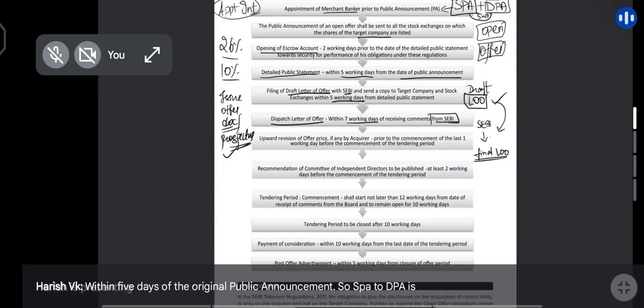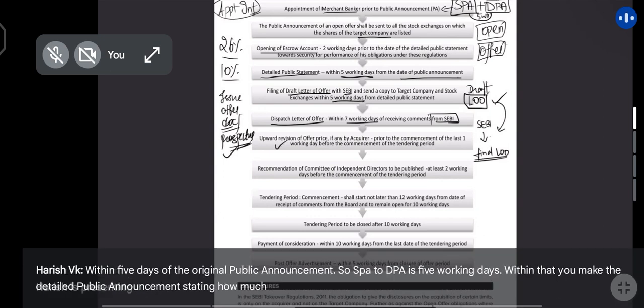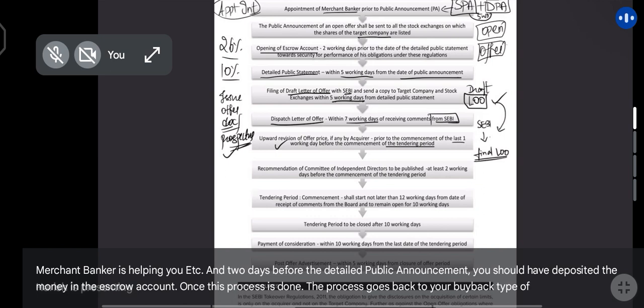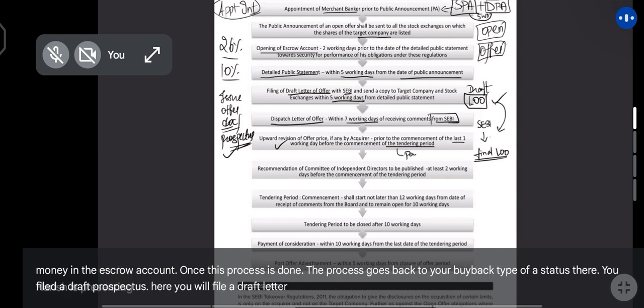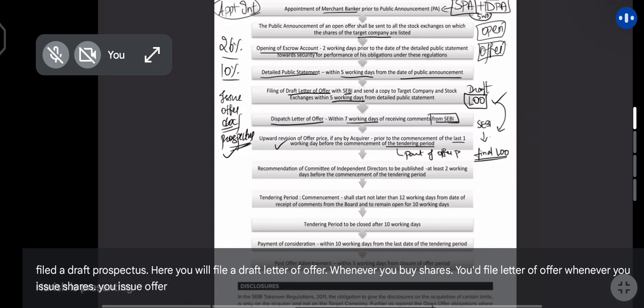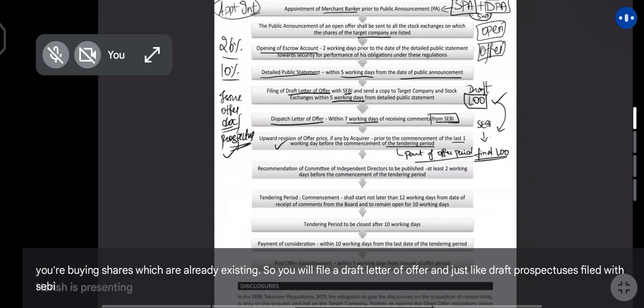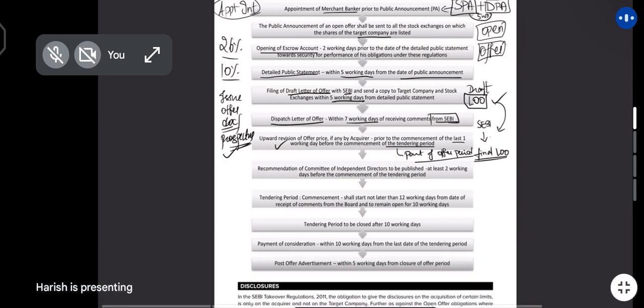Then you may revise the offer price at least 1 working day before the tendering period. If you remember, the tendering period is part of the offer period. The offer period has already started because you've already made the announcement. So before the tendering period, if you want, you can increase the price so that you can attract more investors for this particular offer and your offer is successful.